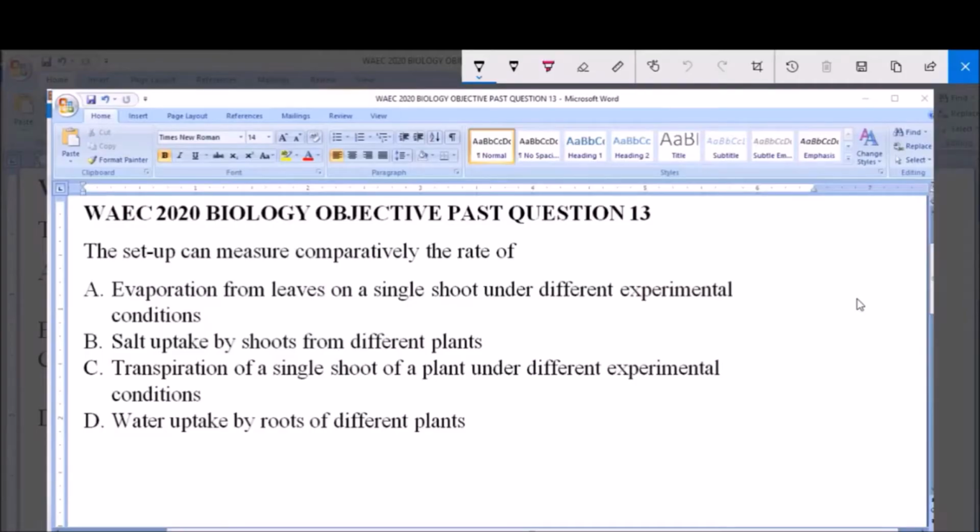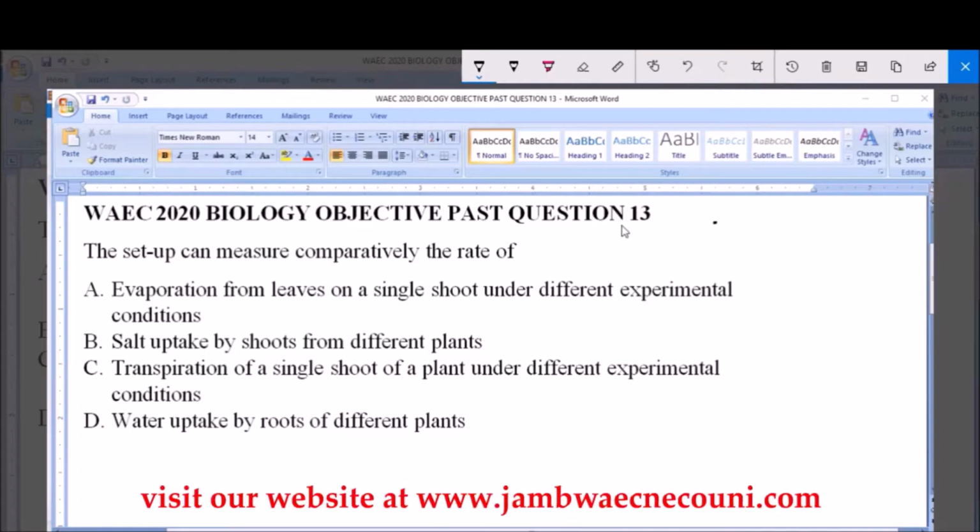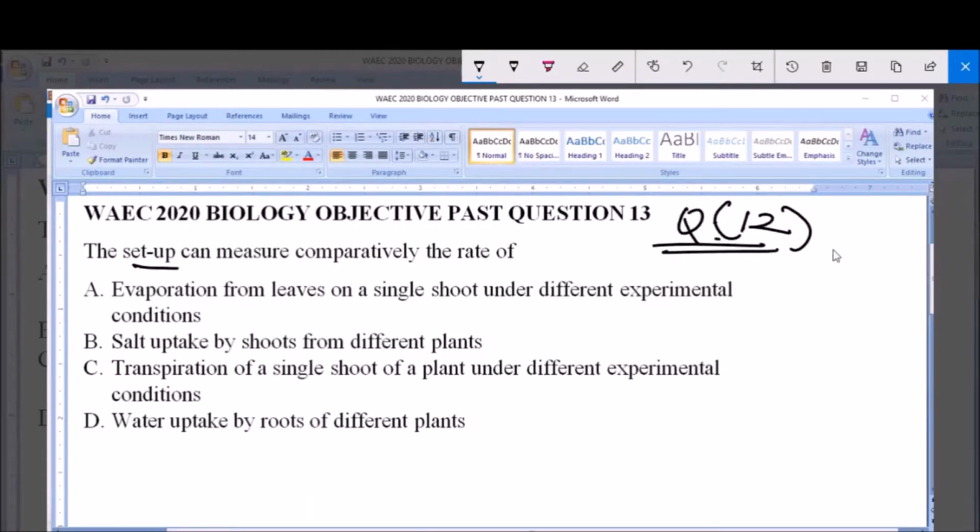Hello and welcome. I'm going to be answering WAEC 2020 Biology Objective Past Question 13. The setup can measure comparatively the rate of: A. Evaporation from leaves on a single shoot under different experimental conditions, B. Salt uptake by shoots from different plants, C. Transpiration of a single shoot of a plant under different experimental conditions, D. The water uptake by roots of different plants. So the setup here in question is the setup seen in question 12. For the setup, refer to question 12 and you see an accurate diagram of the setup.